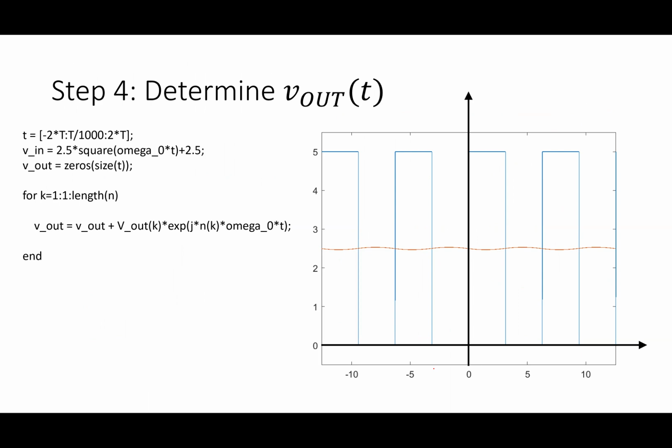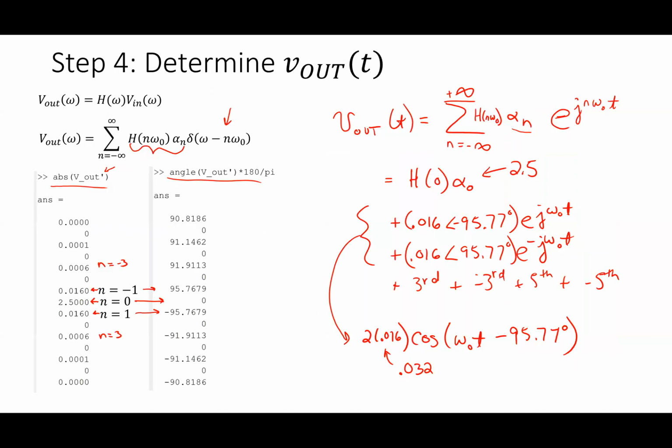The blue waveform here was my original input, V in of t, and the red here is V out of t. If I looked at this on the oscilloscope, what it's saying is that the only thing left pretty much is the DC term plus that sine wave at the fundamental frequency. If there are other ones there, they're just very, very small.